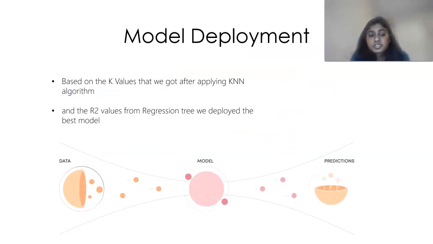Model deployment is done by collecting the results from the implementation model, so that this implementation model in the production environment helps us in picking up the best model. Based on the K values that we have got after applying the KNN algorithm, and the R2 values that we have got after applying the regression tree, we picked up the best model here.